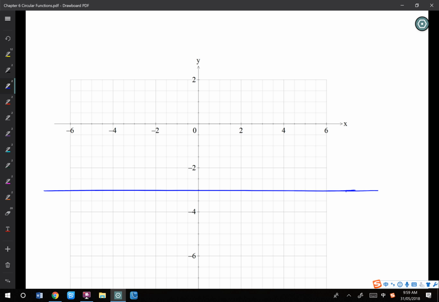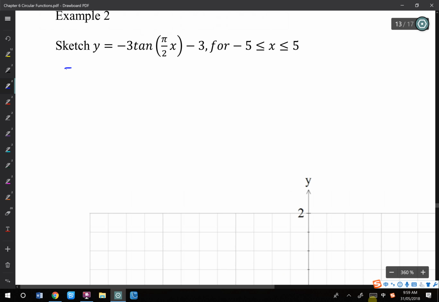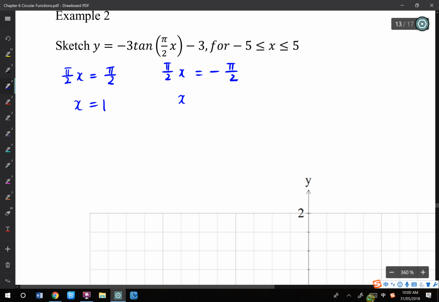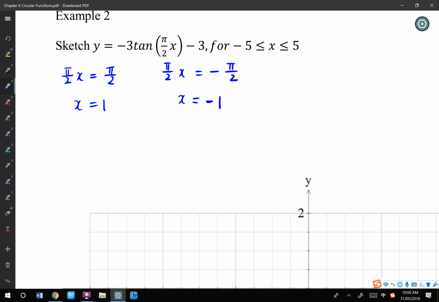Second is to find asymptotes. How to find asymptotes? As I said, the first 2 asymptotes for tangent x are pi/2 and negative pi/2. That's the 2 values you can't get. So what I will do here is make the bracket, the angle, equal to pi/2 and minus pi/2. So I can see x equals 1 here, and x equals -1 here. Which means your x can't be 1, can't be -1.